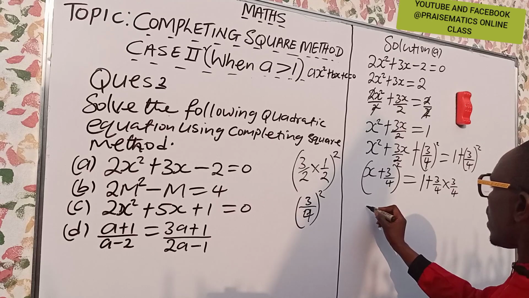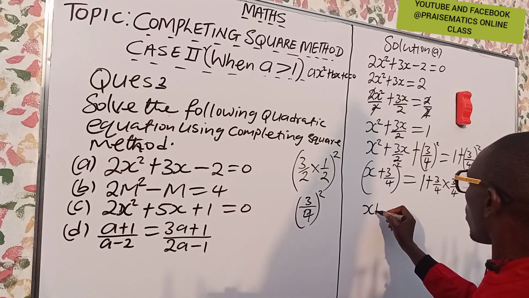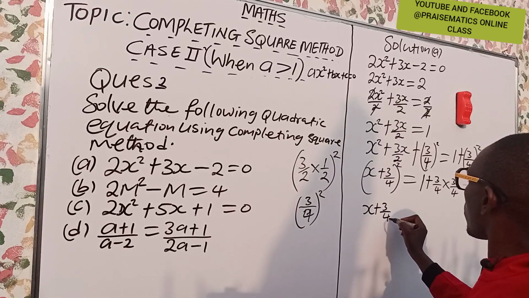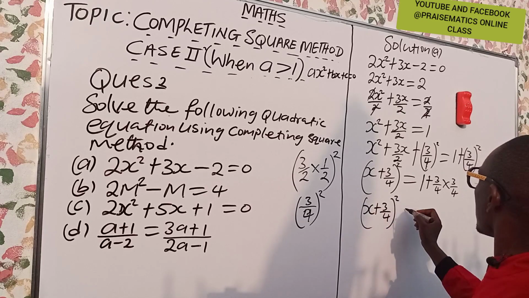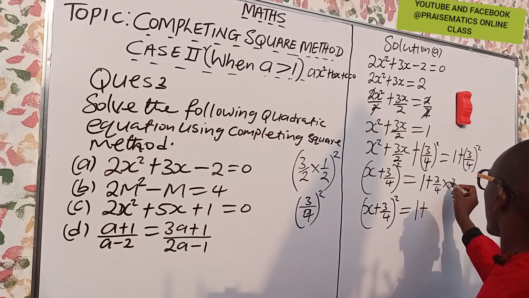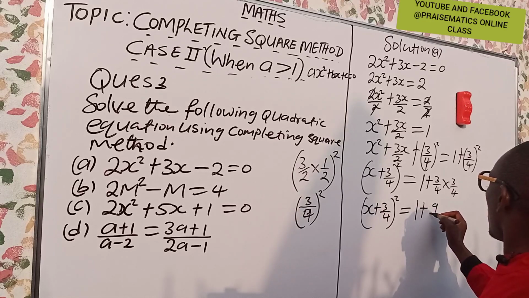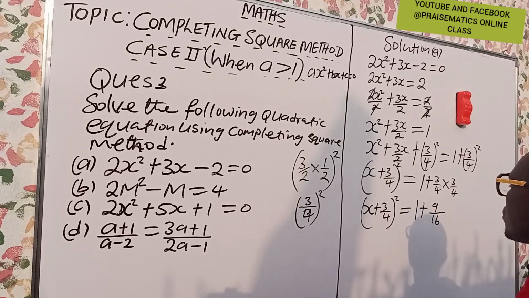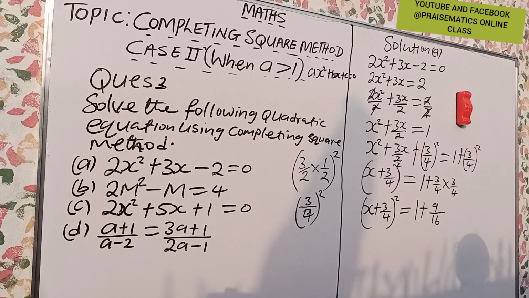So now finally we have (x + 3/4)² is equal to what? 1 plus 3 times 3 will give us 9 all over 16. And that is what we have. So what do we do again?